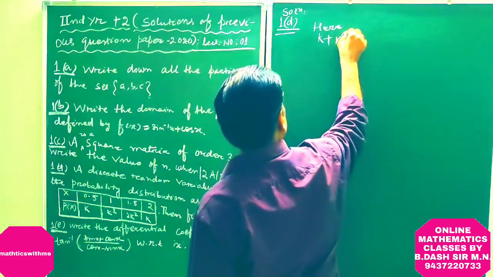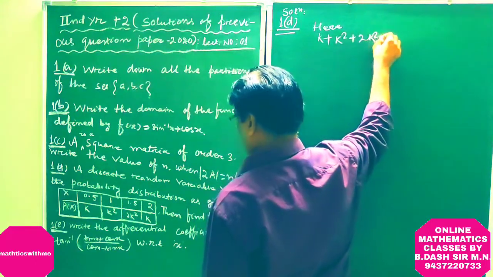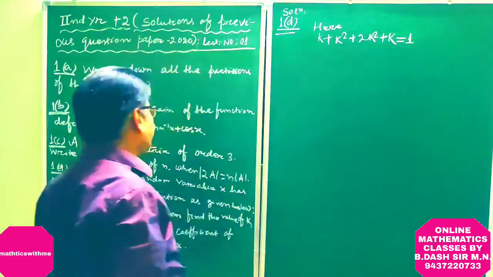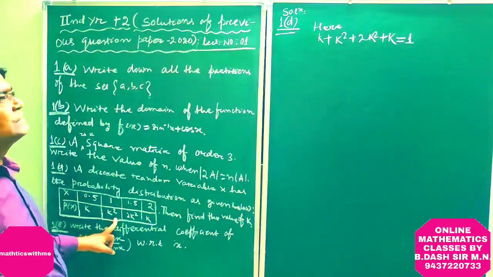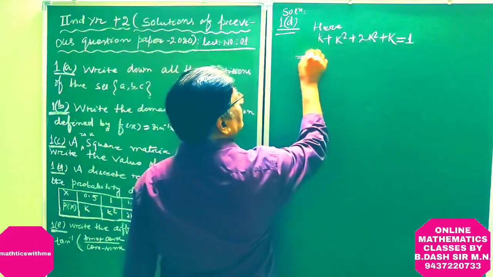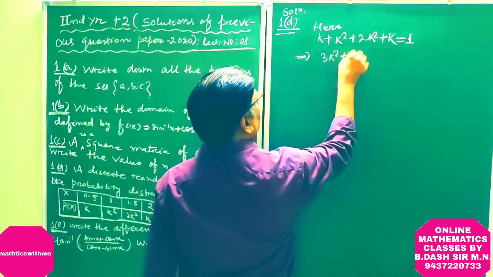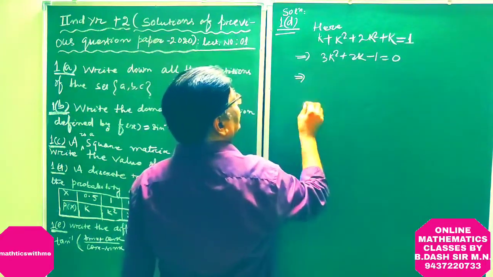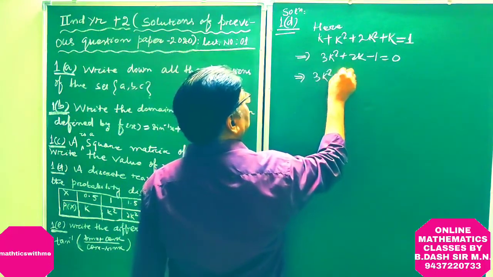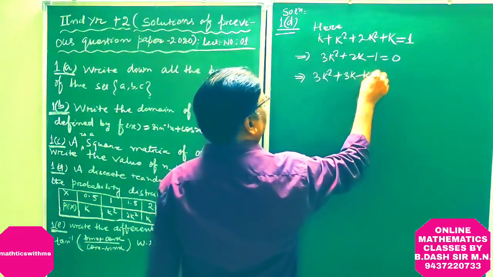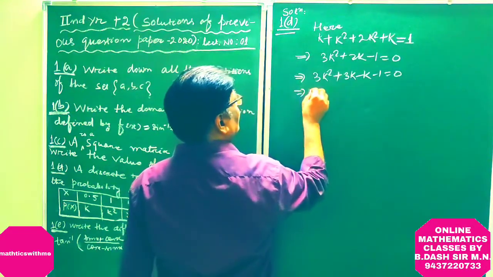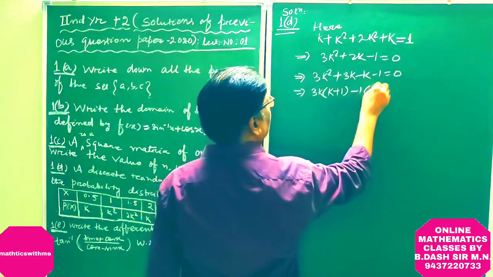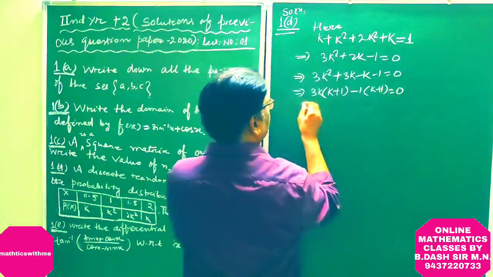k plus k square plus 2k square plus k is equal to 1. So the sum of the probabilities is k plus k square plus 2k square plus k is equal to 1. So this implies 3k square plus 2k minus 1 is equal to 0. So this is equal to 3k square plus 3k minus k minus 1 equal to 0. Now taking 3k common, k plus 1, and minus 1 common, k plus 1 is equal to 0.